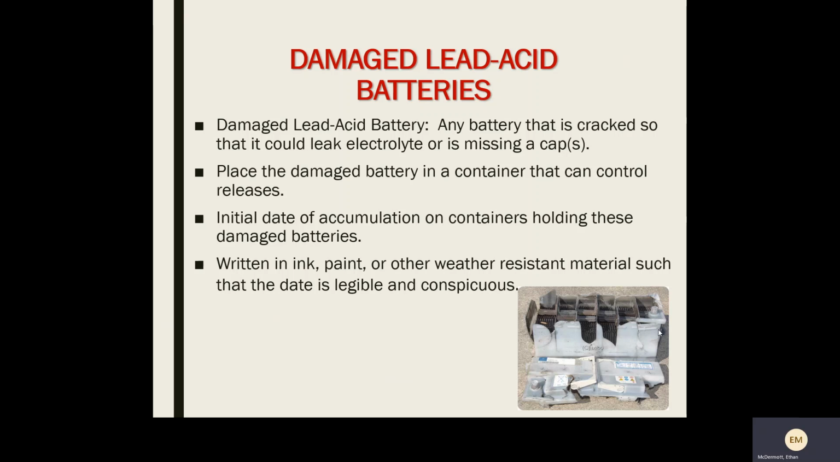Lastly, let's talk a little bit about lead acid batteries. Lead acid batteries normally are contained by the plastic casing. However, if the battery is damaged such that it could leak electrolyte, or if it's missing a cap, then there are requirements to ensure that there are no releases of hazardous waste from the damaged battery. All damaged lead acid batteries should be placed in a container that can control the release, and the initial date of accumulation must be marked on the container that is holding these batteries. Write the date in ink, paint, or some other weather-resistant material so that the date doesn't wash off and is legible and conspicuous for an inspection.